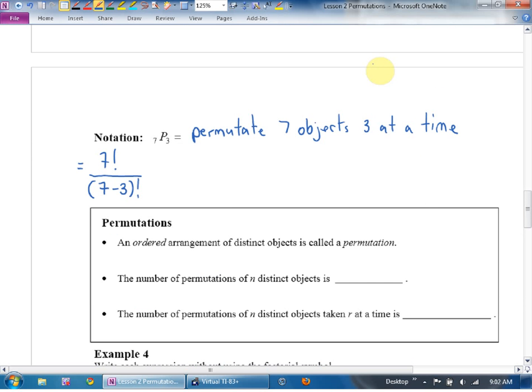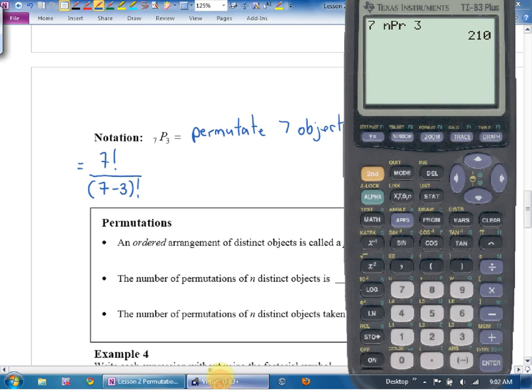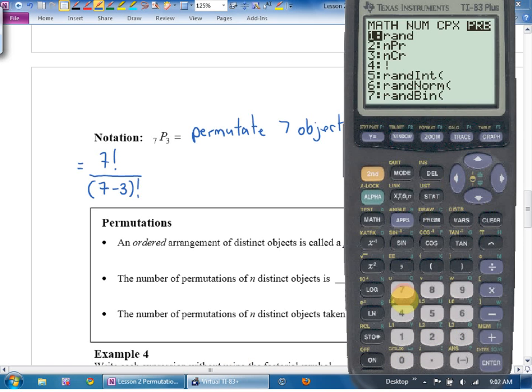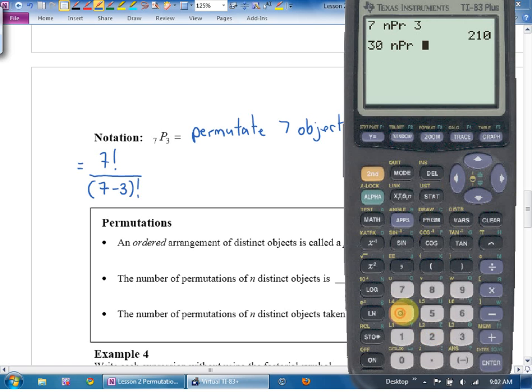So, this class has 30 people. How many different arrangements of 4 people at a time could I make? It would be 30, math, back, option 2, 30P4. Or, you know what, better yet, how many people are at each table in my class? How many different lab partner combinations could I possibly come up with?